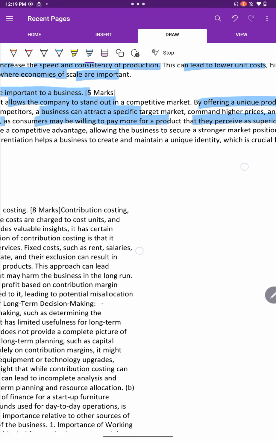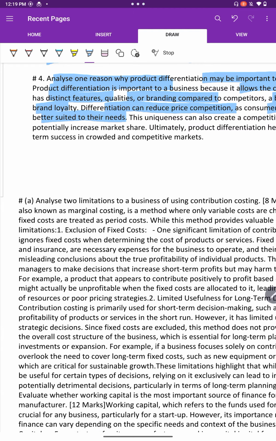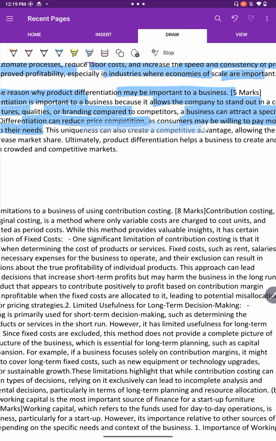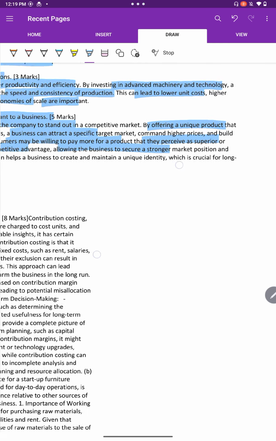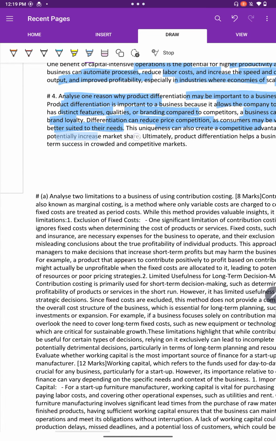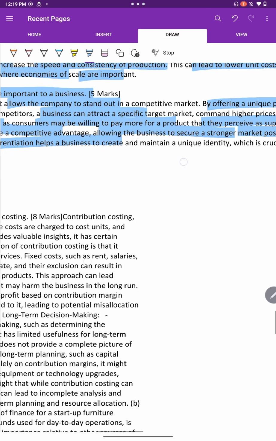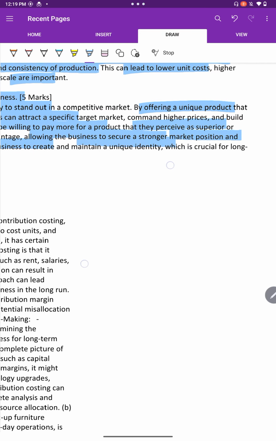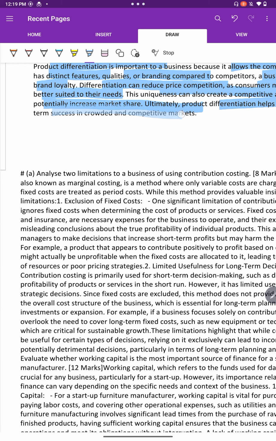Differentiation can reduce price competition, as consumers may be willing to pay more for a product that they perceive as superior or better suited for their needs. This uniqueness can also create a competitive advantage, allowing the business to secure a strong market position and potentially increase market share. Ultimately, product differentiation helps a business to create and maintain a unique identity, which is crucial for long-term success in crowded and competitive markets.